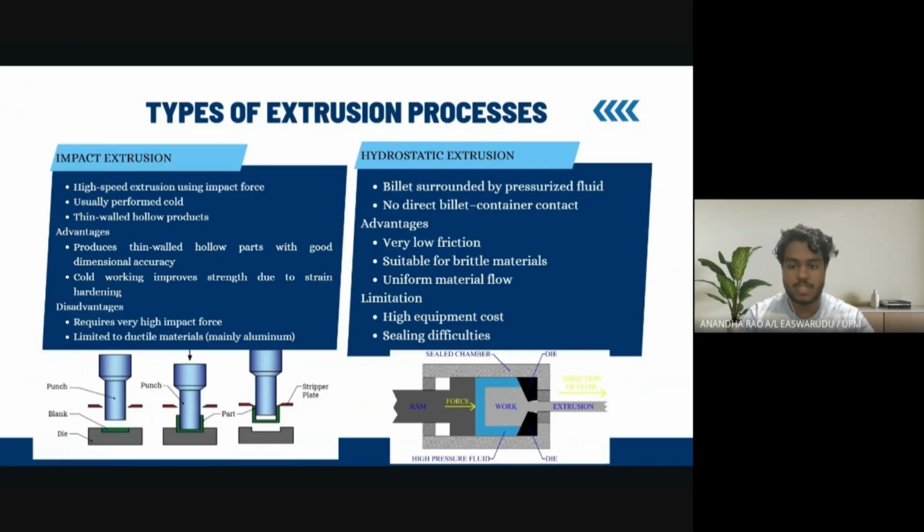Let's see about hydrostatic extrusion. In hydrostatic extrusion, the billet is completely surrounded by a pressurized fluid. This eliminates direct contact between the billet and container walls, resulting in very low friction. Hydrostatic extrusion is suitable for brittle materials and allows uniform material flow. However, the process is expensive and requires proper sealing, making it less common in the industry.